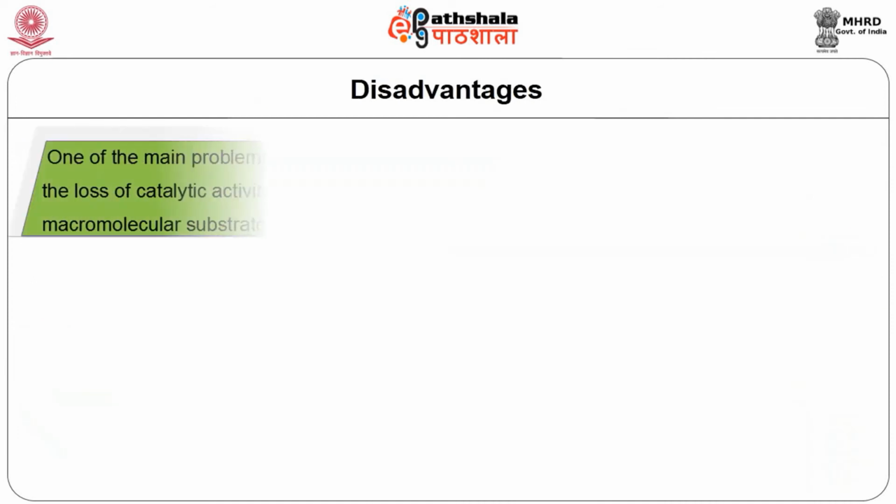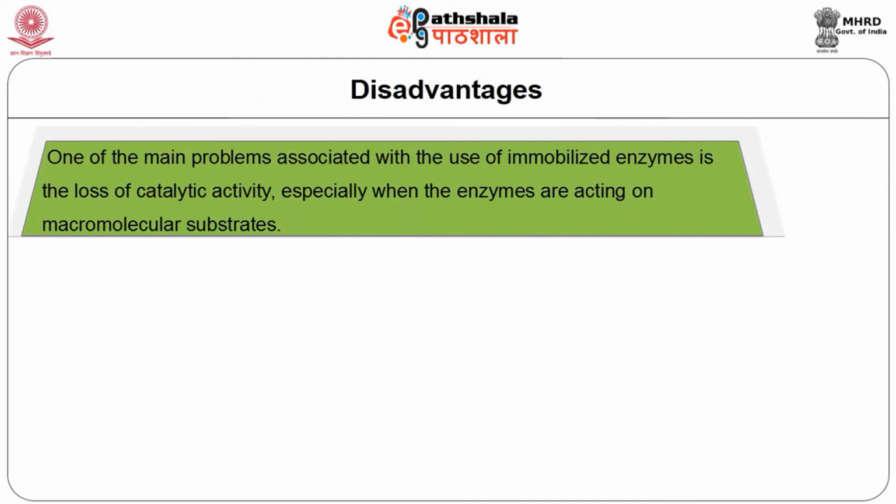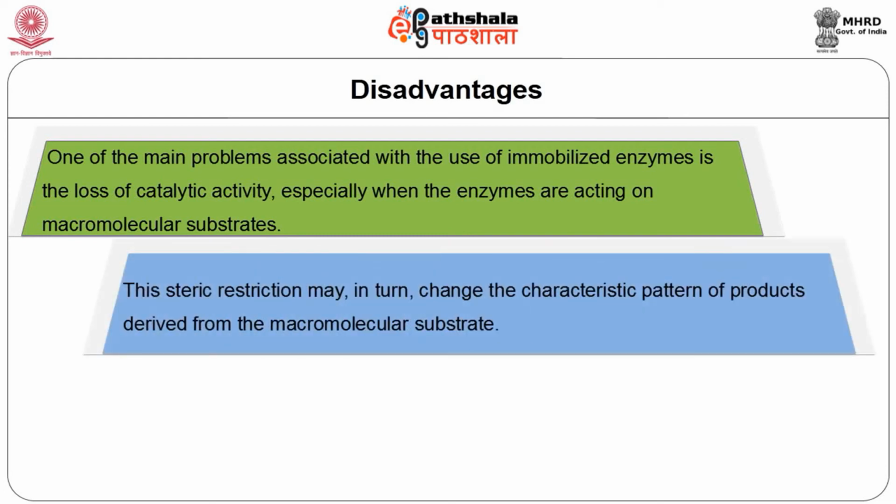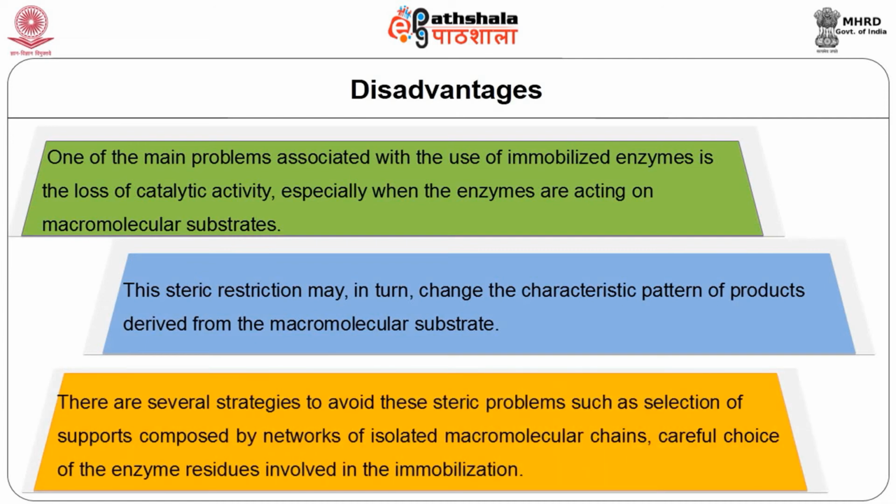covalent binding. One of the main problems associated with the use of immobilized enzymes is the loss of catalytic activity, especially when the enzymes are acting on macromolecular substrates. This steric restriction may in turn change the characteristic pattern of products derived from the macromolecular substrate. There are several strategies to avoid these steric problems, such as selection of supports composed of networks of isolated macromolecular chains, careful choice of the enzyme residues involved in the immobilization, and use of hydrophilic and inert spacer arms.